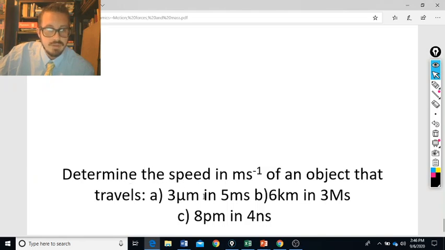Here are a few example problems connected back to that first definition of speed, where speed is distance divided by time, and they give us distances and times in different SI units with different metric prefixes, and so it really is going back to those orders of 10 and being careful to see what the final answer would be. And so we typically want speed in meters per second.